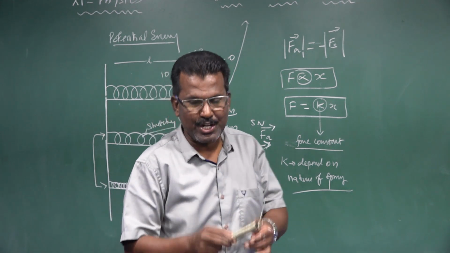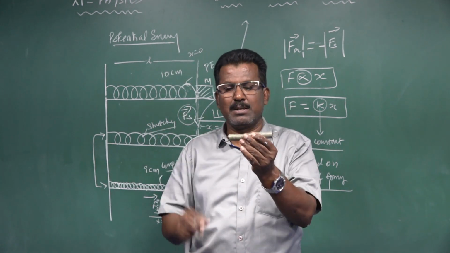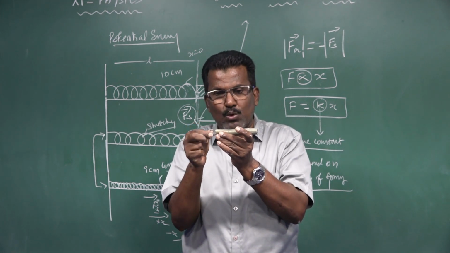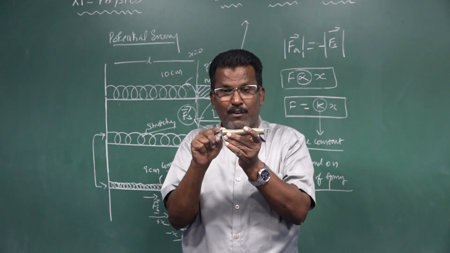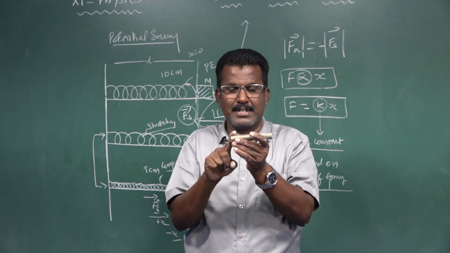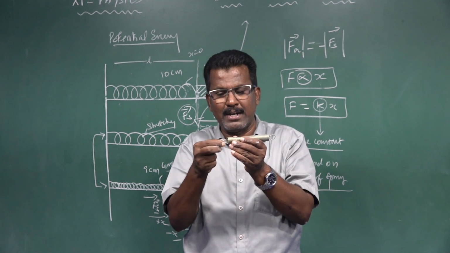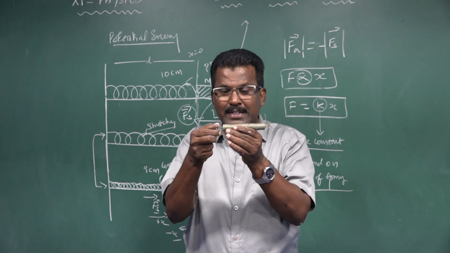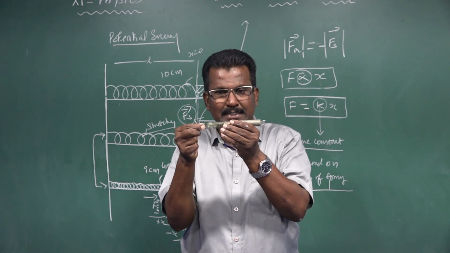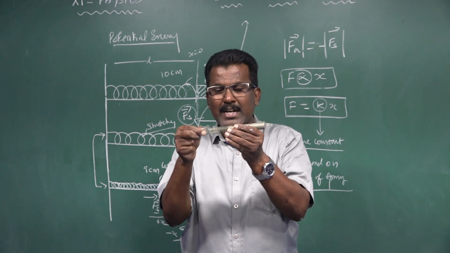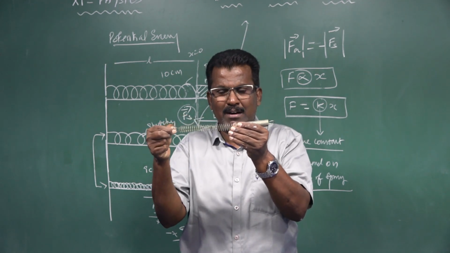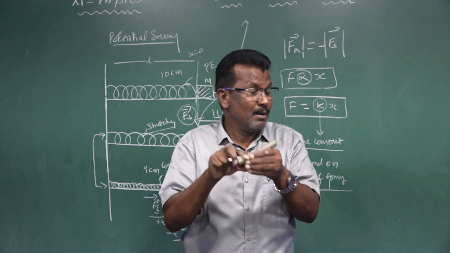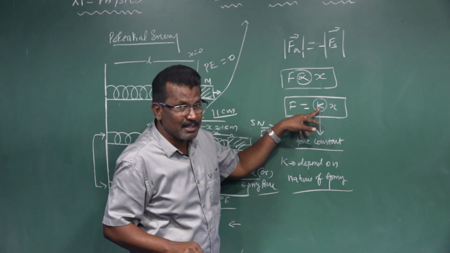Suppose this spring is made up of steel. If I apply 5 Newton, it changes the position from 5 cm to 1 cm. Suppose it is made up of some other material, tungsten or nichrome or any other material. If this one is made of iron, 5 Newton changes it by 1 cm. But if it is made of some other material, instead of 1 cm it may be 2 cm or 0.5 cm. So F is directly proportional to X, but when the proportionality is removed, the constant K is called the spring constant.